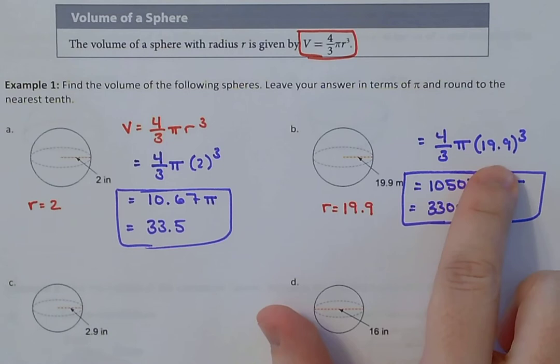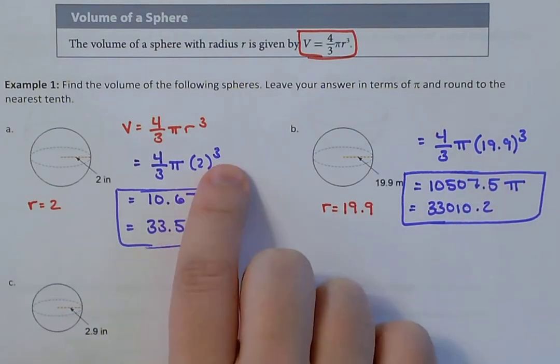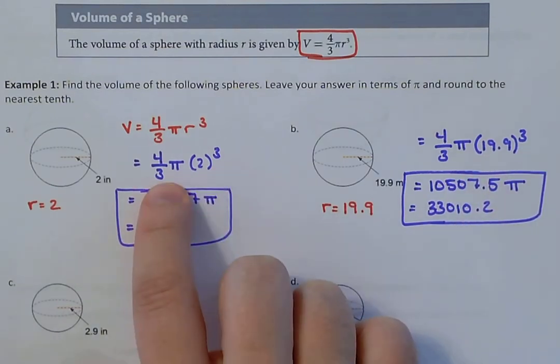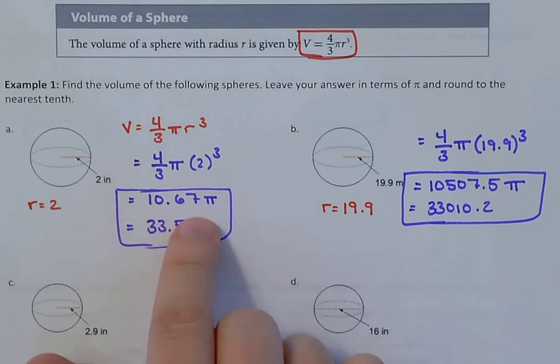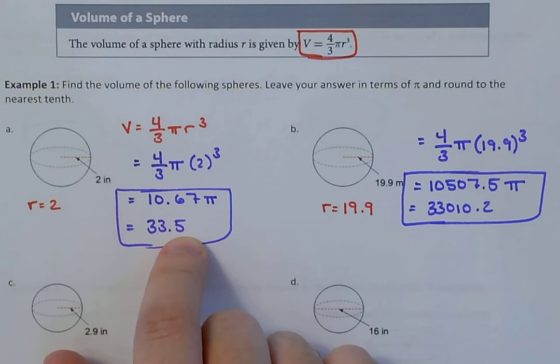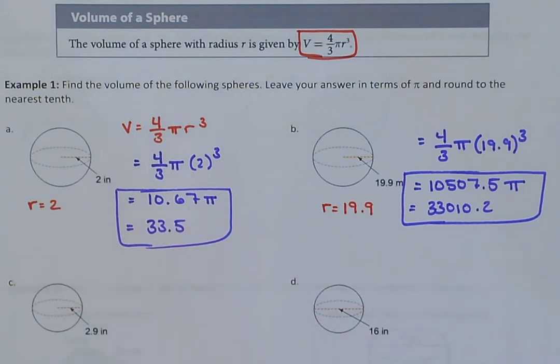So 19.9 to the power 3, then multiply by 4/3, so that will tell you your answer in terms of pi. Then you can multiply pi in to tell you your decimal. Alright, so that is how you find the volume of a sphere when you know the radius.